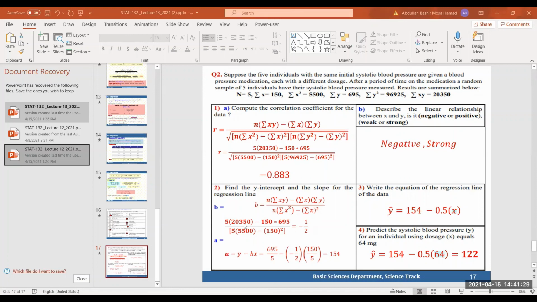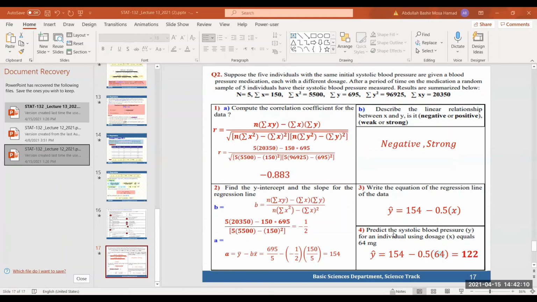Then to find A, we use y bar minus b x bar. It is a shortcut for getting intercept. Y bar, already we have the summation, just we divide this over n. For x bar, we divide 150 over 5, x bar multiplied by minus 12, which is b. Question 3, write the equation of the regression line of the data: y hat equal a, intercept, minus b, slope, x.